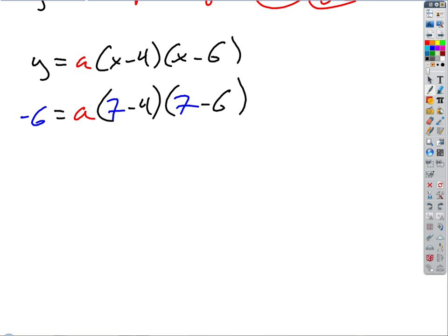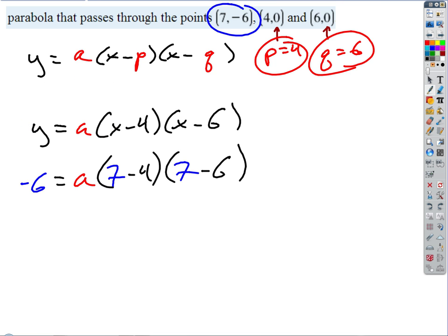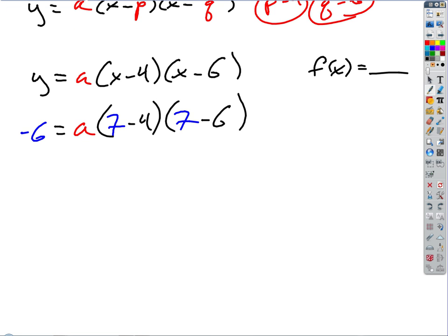What Moodle's going to say is you fill in the blanks, f of x equals. Okay, so if I solve for A, what does this become? 3, this becomes 1. So don't I just get negative 6 equals 3A? So what's A? Negative 2, right? So A is negative 2.